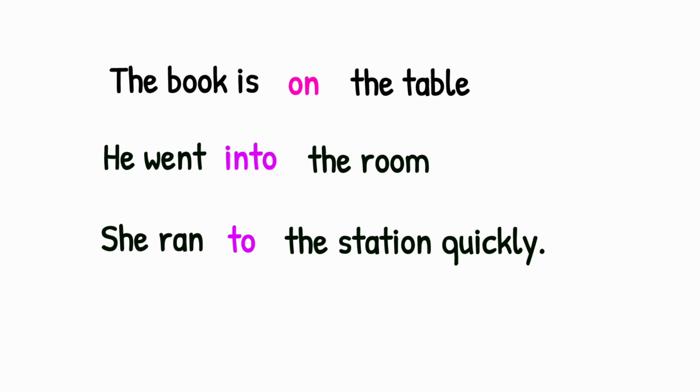He went into the room. Room is a noun. In front of that, before the noun, into is a preposition. She ran to the station. Station is a noun. To is a preposition. It is placed before the noun.